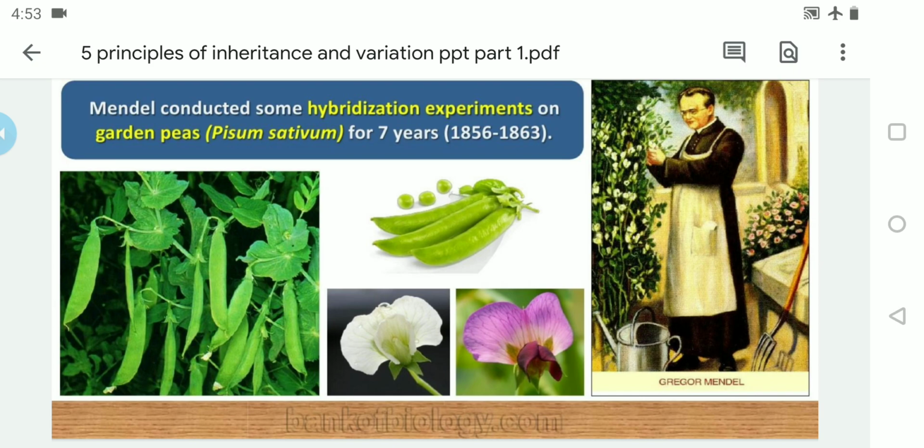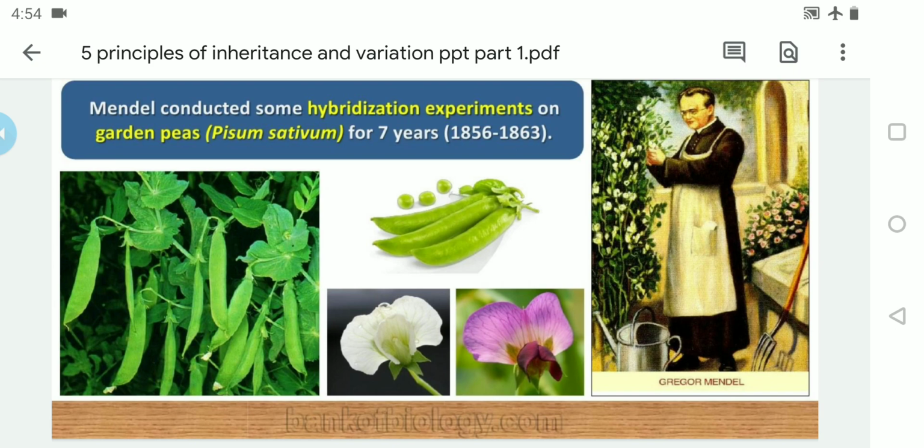Yeah, let me tell you. In the beginning of the 20th century, in 1900, Mendel's principles were rediscovered by three scientists: one is from Holland, then Karl Correns from Germany, and Tschermak from Austria.